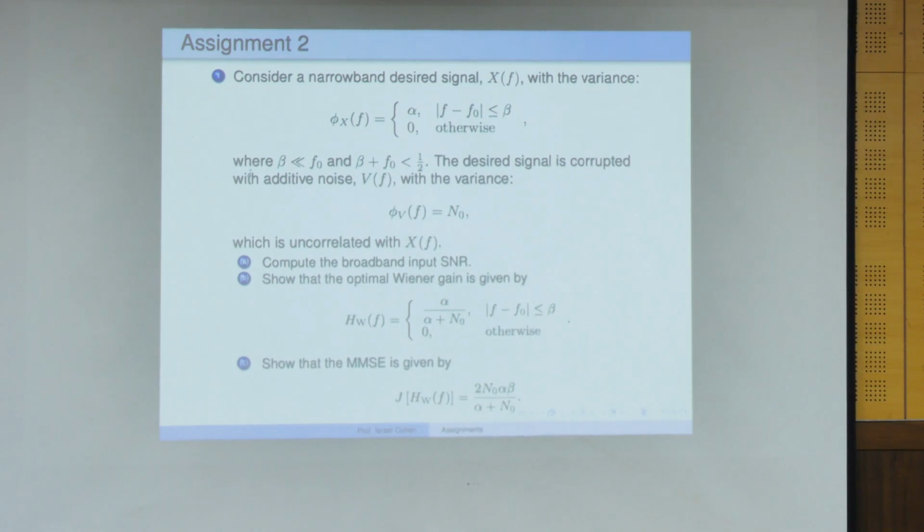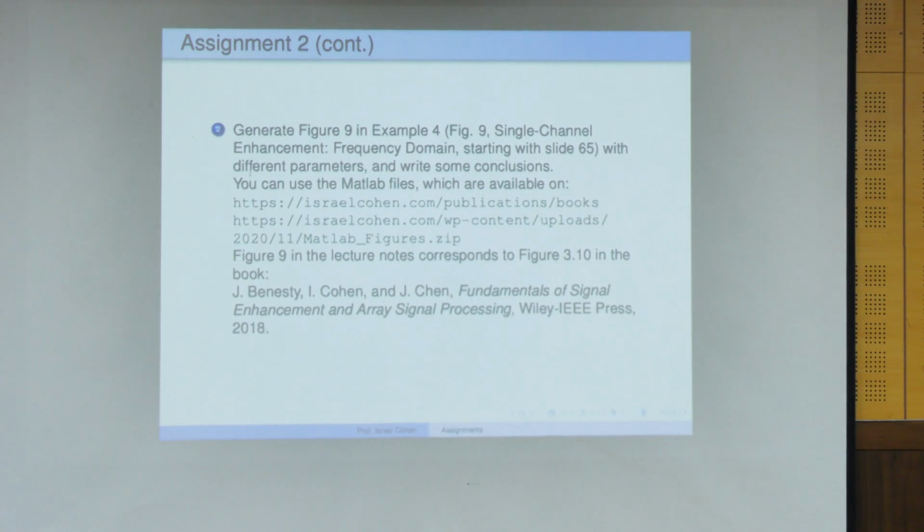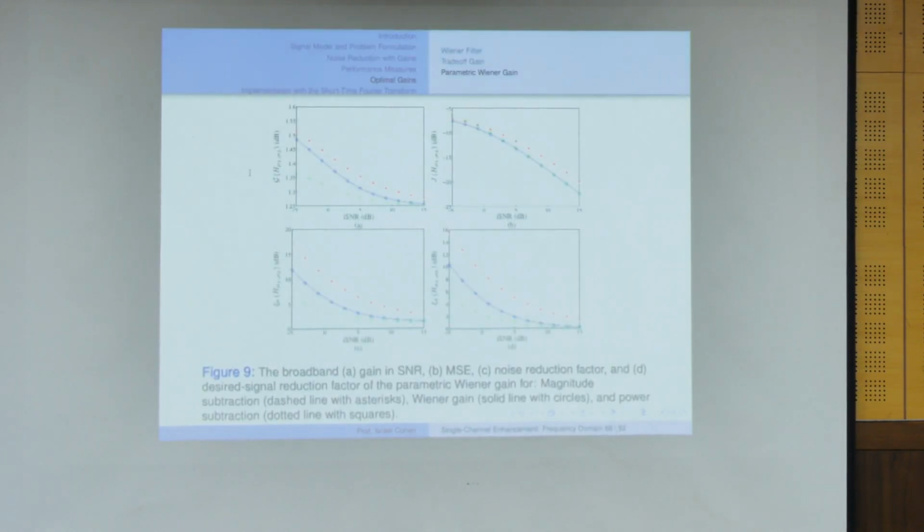The second thing is with the MATLAB code. I want you to generate figure 9 in example 4, what we saw before, and play with the parameters or change something else, and try to understand what you do. Figure number 9 is this one. What we just compared: the magnitude subtraction, the power subtraction, and the Wiener. So take maybe other signals, maybe change the type of noise, take a look at the MATLAB code, and play with it.